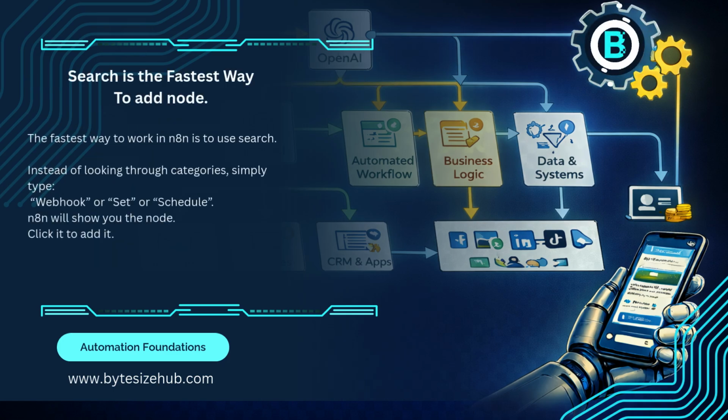Search is the fastest way to add a node. The fastest way to work in n8n is to use search. Instead of looking through categories, simply type webhook or set or schedule. n8n will show you the node. Click it to add it.